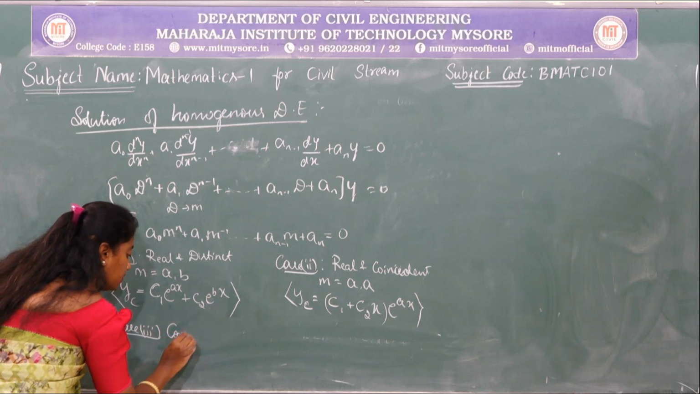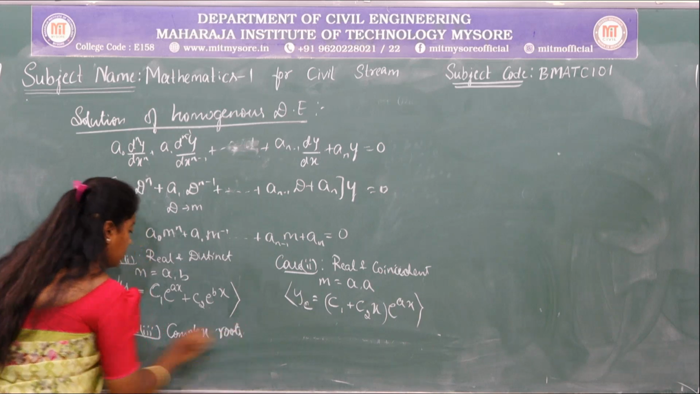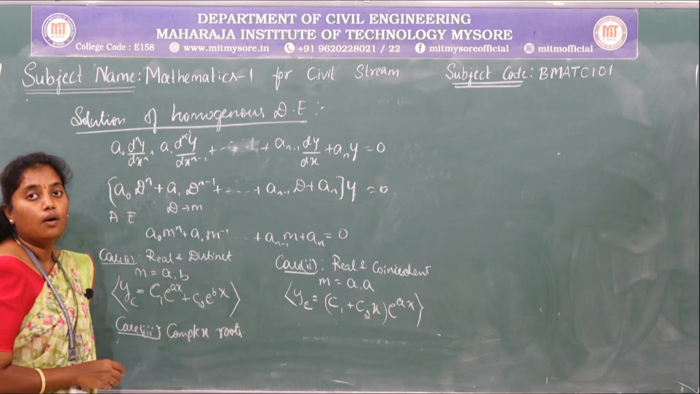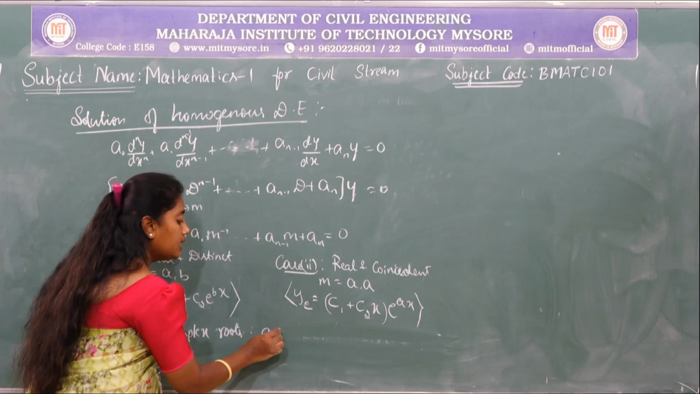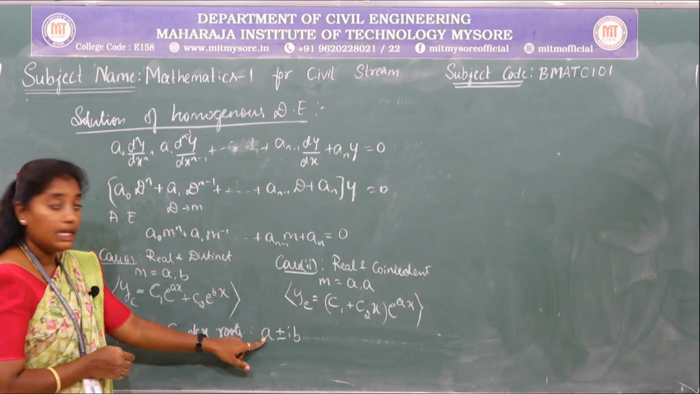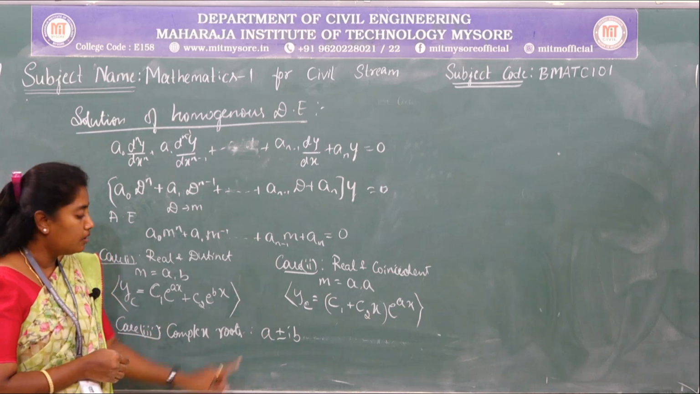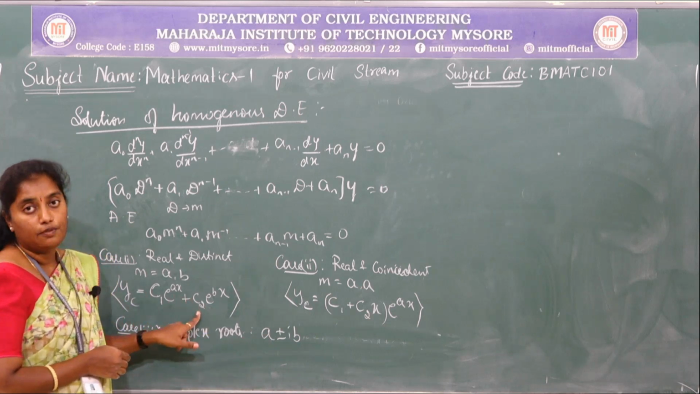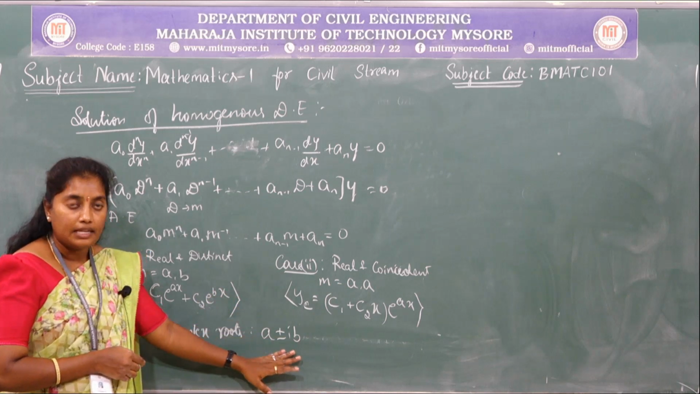If roots are complex, that means the roots are in the form a plus or minus ib. Here we have two roots, a plus ib and a minus ib. Here also we have to select two complementary functions. A plus ib is one root, a minus ib is the other root.